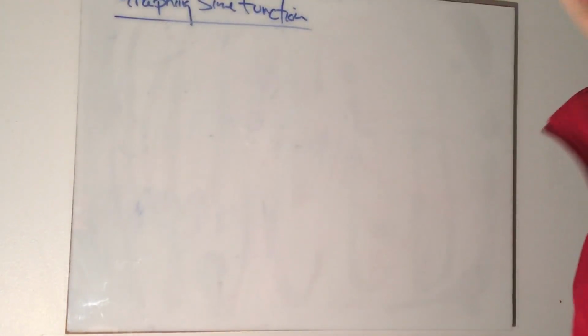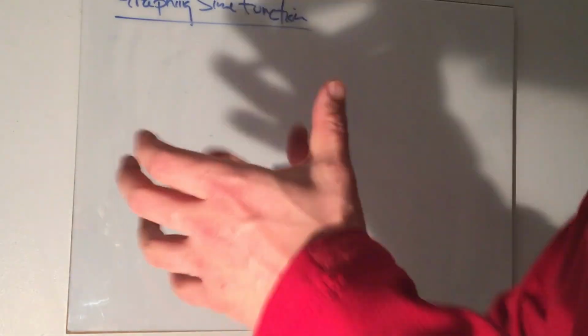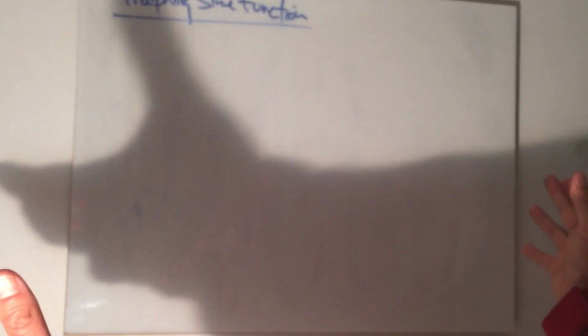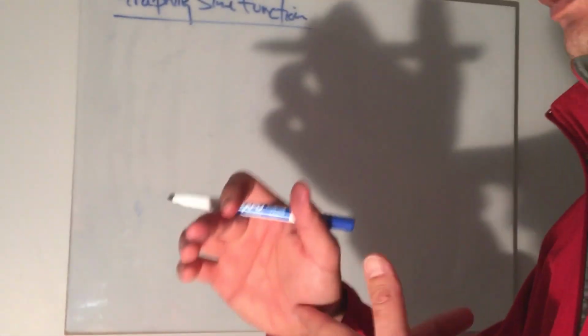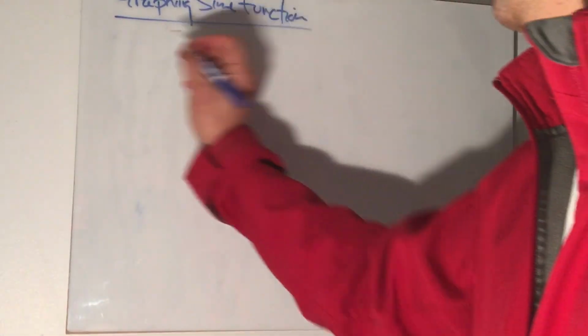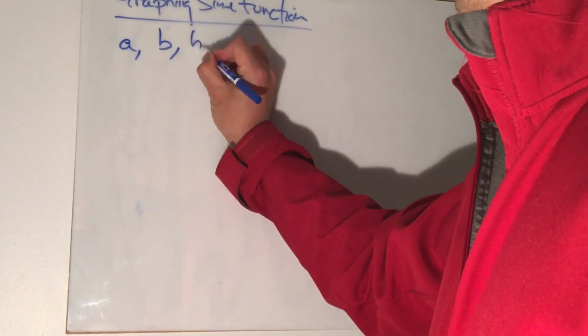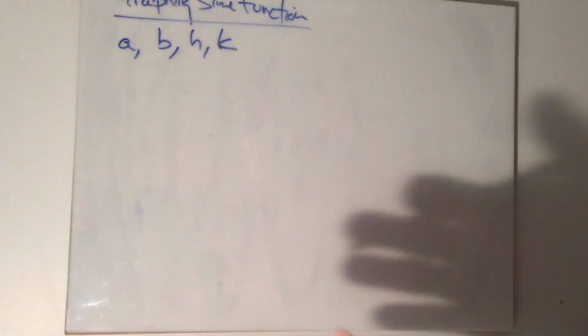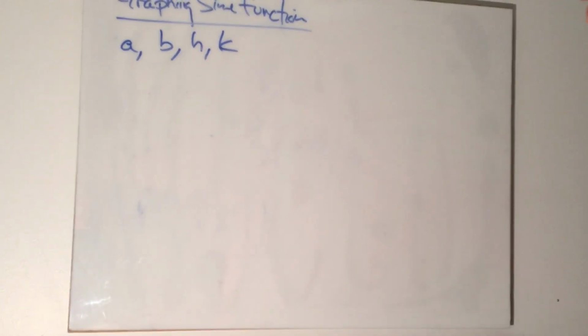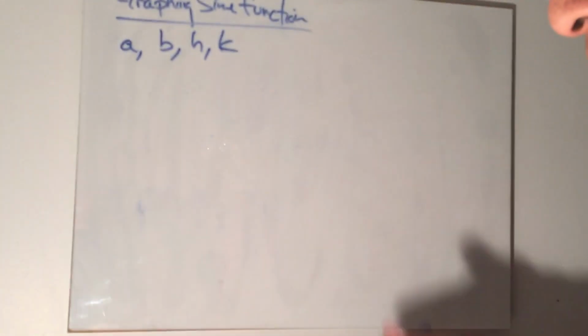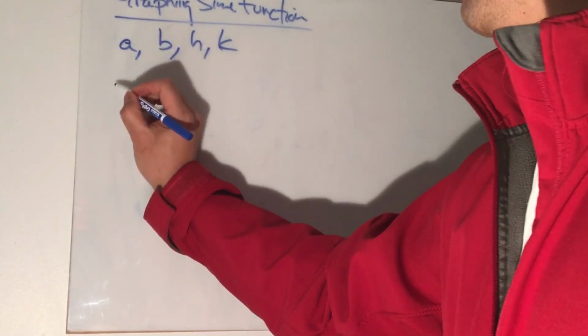Now, if we have a transformed sine function, the only thing you need to know is your values of a, b, h, and k. Once you know what a, b, h, and k are, it becomes very easy to graph it. We'll go through a couple of examples just so you get to see what I'm talking about.